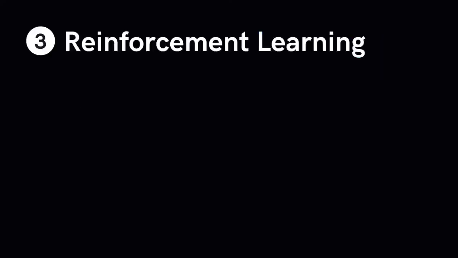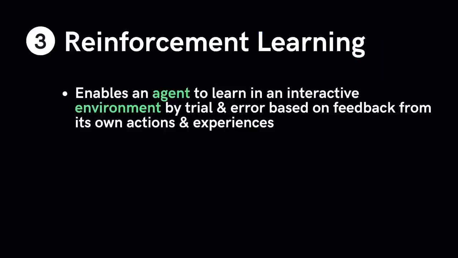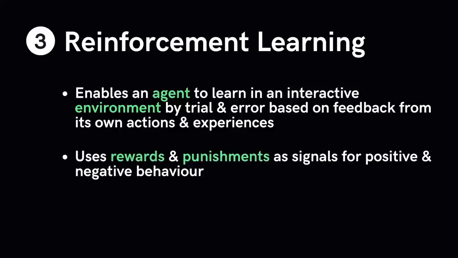Reinforcement learning is a type of machine learning technique that enables an agent to learn in an interactive environment by trial and error, using feedback from its own actions and experiences. Like supervised learning, it uses mapping between the input and the output. But unlike supervised learning, where feedback provided to the agent is a correct set of actions for performing a task, reinforcement learning uses rewards and punishments as signals for positive and negative behavior.